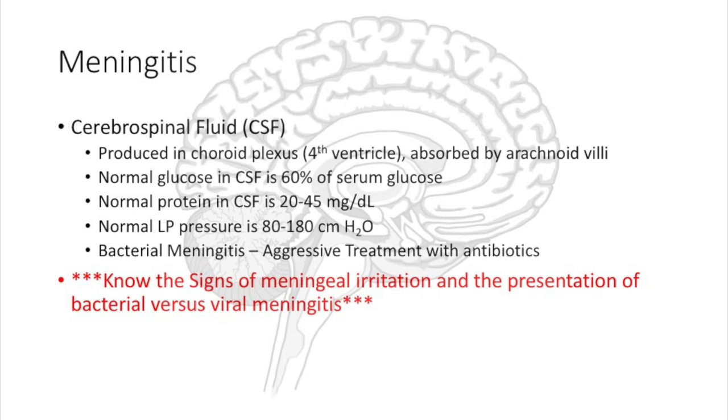Normal LP pressures are between 80 and 180 centimeters of water. So assessing these, you're going to determine if this is bacterial meningitis or not. In the cases of bacterial meningitis, you're going to treat aggressively with antibiotics. You must know the signs of meningeal irritation and the presence of bacterial versus viral meningitis, and we will get to that in the next slide.